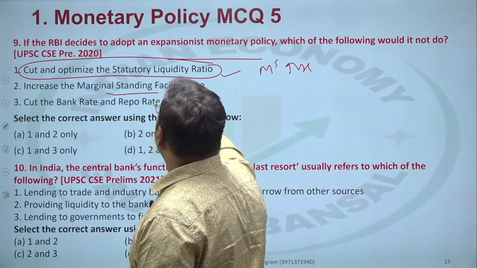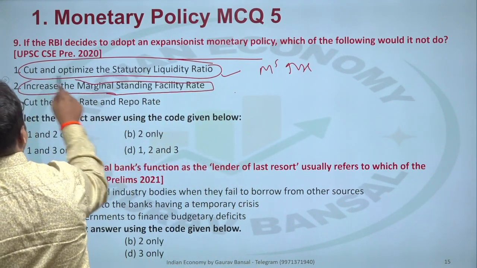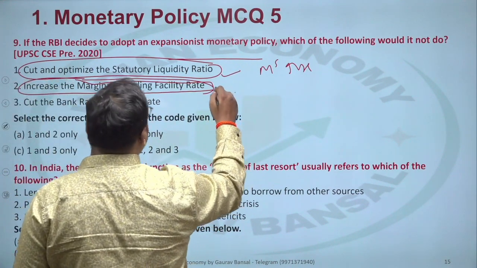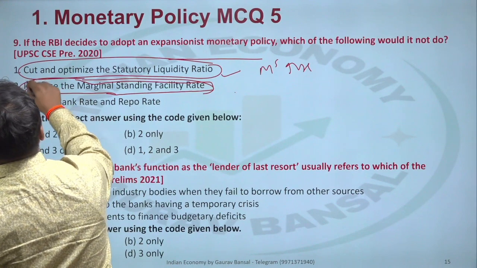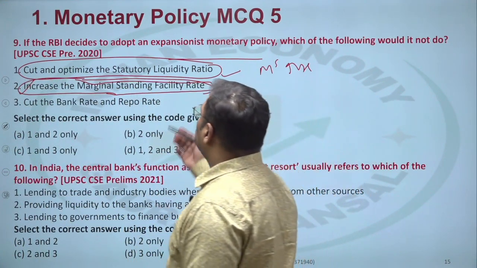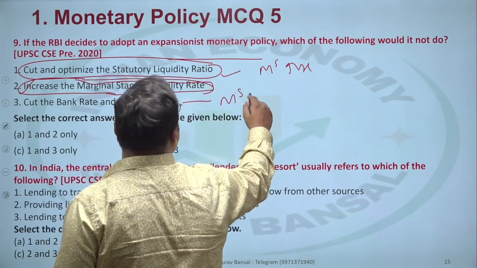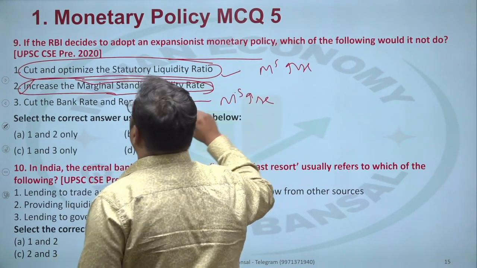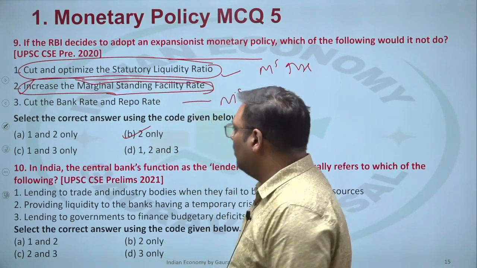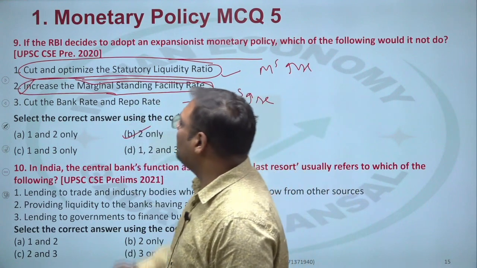Second, increasing the MSF rate. Basically, any interest rate you increase, it will decrease the money supply. So this is what it is not likely to do. B is one of those. Cut the bank rate and repo rate. This will also increase money supply. So this is also not among those it will not do. So B, 2 only should be the answer for 9. Okay, we had to find out options which decrease the money supply, second increase the money supply.